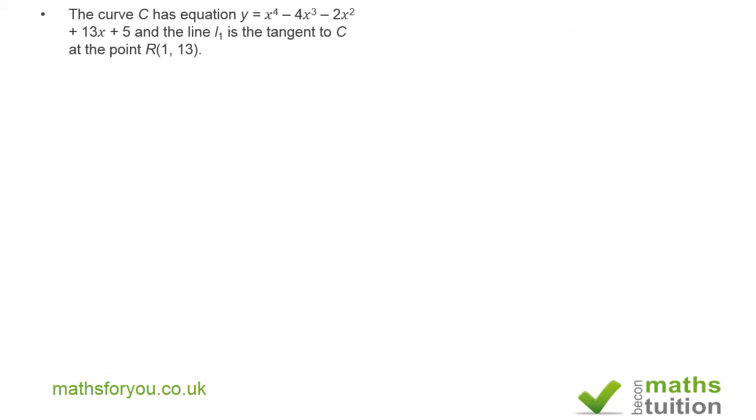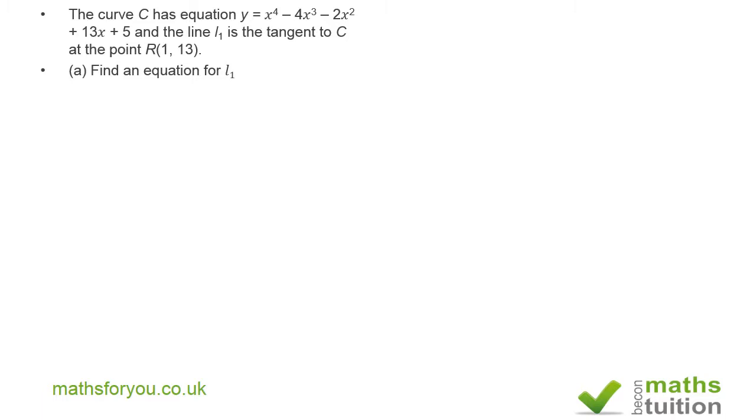Now, this is the first part of 6 for the question itself. The curve C has the equation y is equal to x to the power 4 minus 4x cubed minus 2x squared plus 13x plus 5. And line L sub 1 is tangent to C at the point R, which has the coordinates (1, 13). It says find an equation for L1, which is a tangent at R.